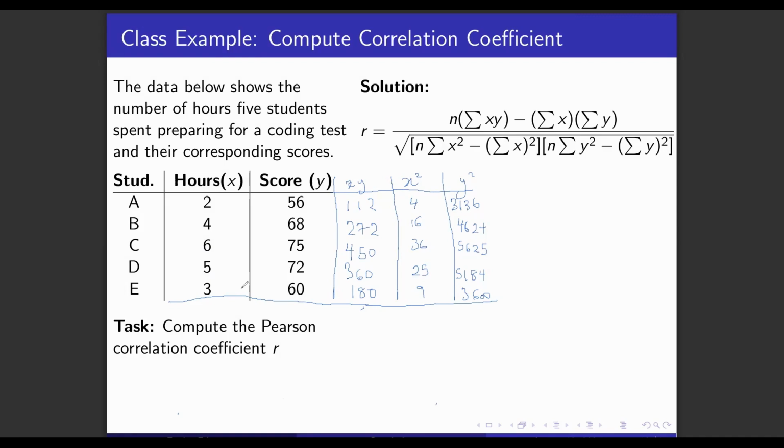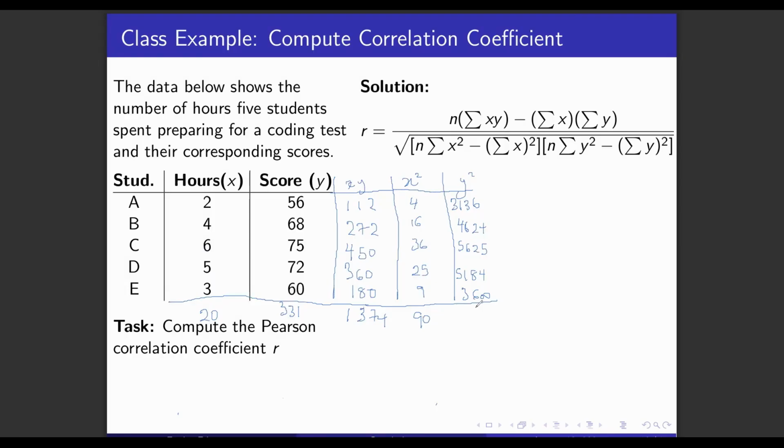Summation of x, we have 2 plus 4 plus 6 plus 5 plus 3, 20. Summation of y, I have 56 plus 68 plus 75 plus 72 plus 60, giving me 331. Summation of xy, 112 plus 272 plus 450 plus 360 plus 180, giving 1374. Summation of x squared, 4 plus 16 plus 36 plus 25 plus 9, giving 90.